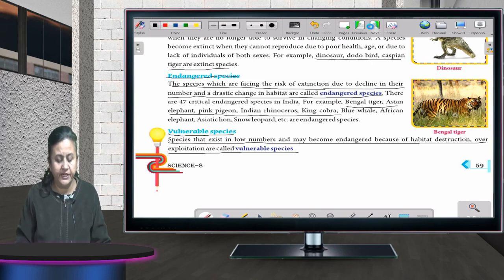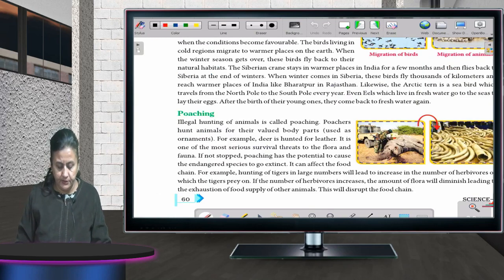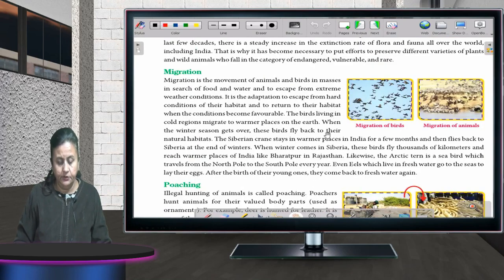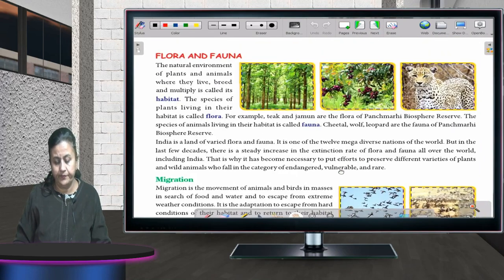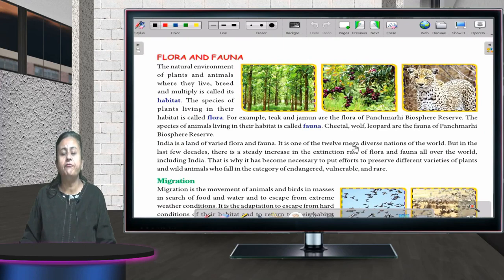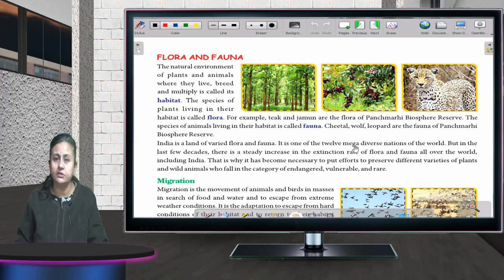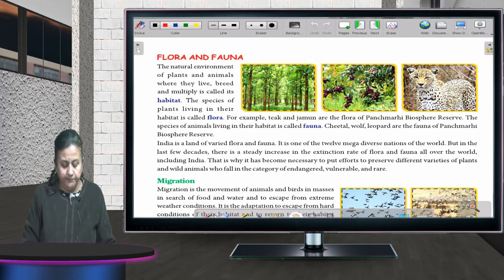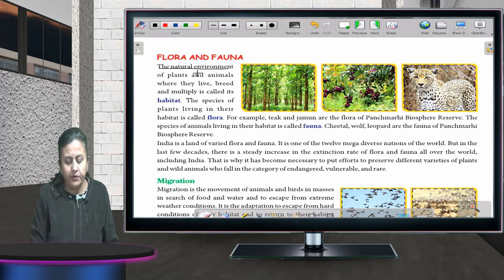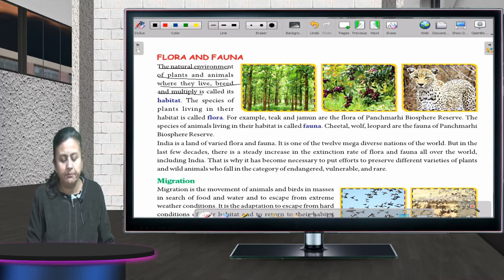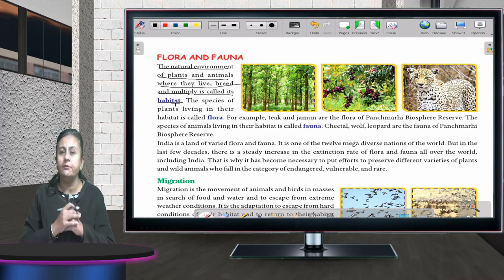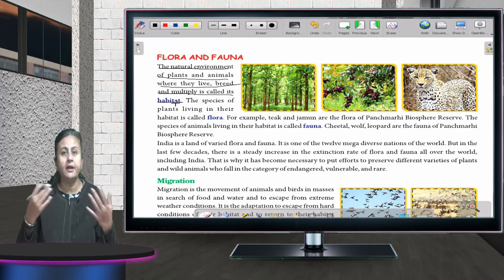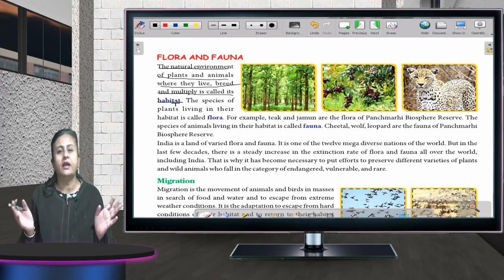Now, moving to the next page. You can see on your screens also. We'll talk about flora and fauna. What is flora and what is fauna? First of all, it should be very clear to you. The natural environment of plants and animals where they live, breed and multiply is called its habitat. What is a habitat? Any place where a plant or animal lives, reproduces and multiplies, that is known as its habitat.